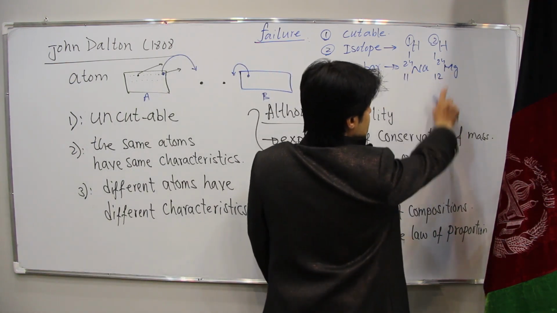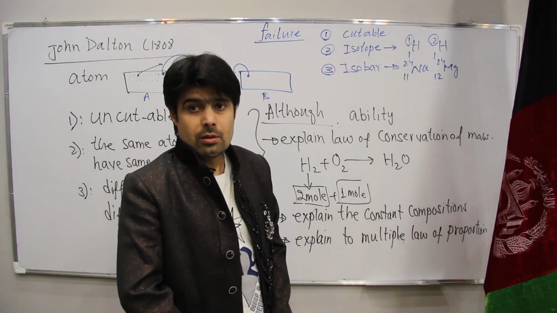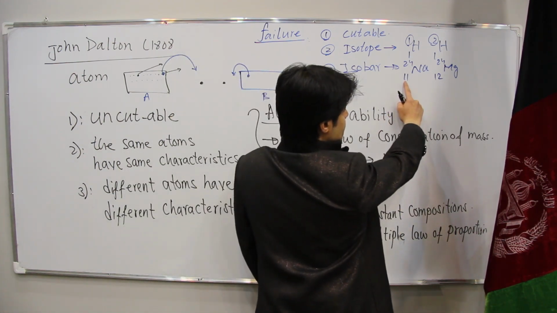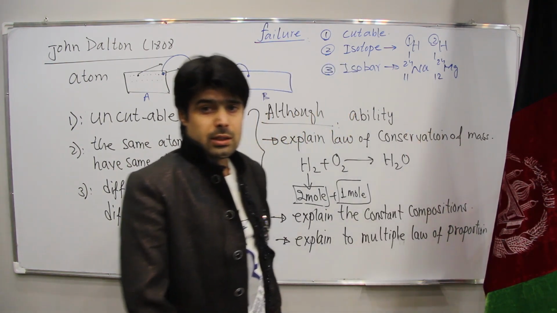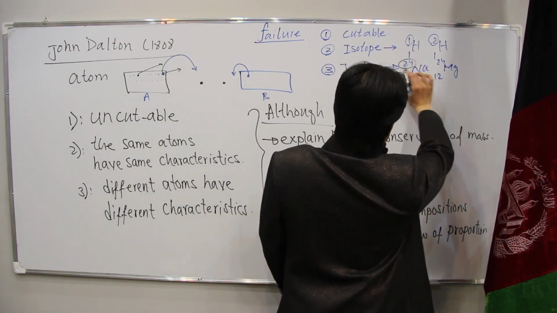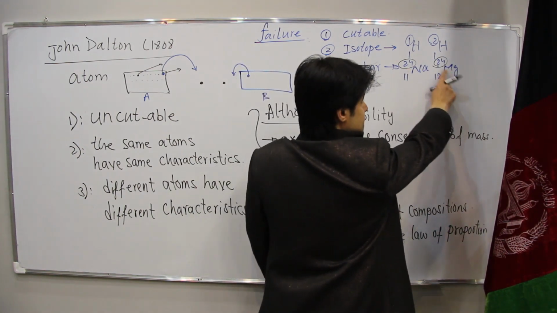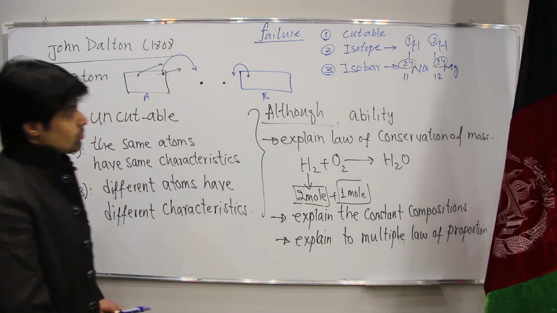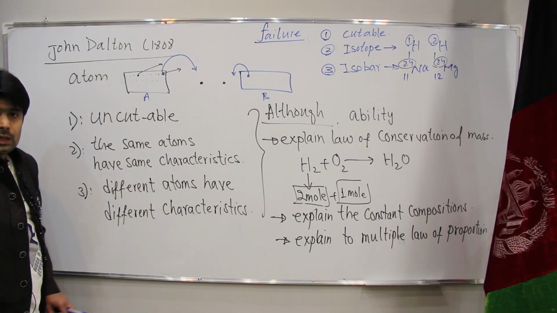Now sodium and magnesium, are they the same or different? They are different atoms. How can you say they are different? From the atomic number: whenever you have a change in atomic number, it means they are different atoms. But they have the same characteristic, like mass. Sodium's mass is 24, magnesium's mass is also 24. Now this was the drawbacks or failure of John Dalton. I think you have got it.